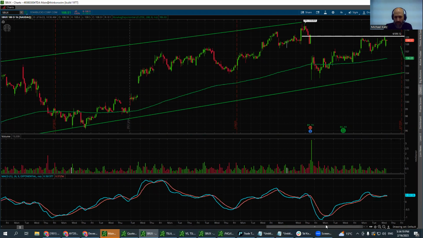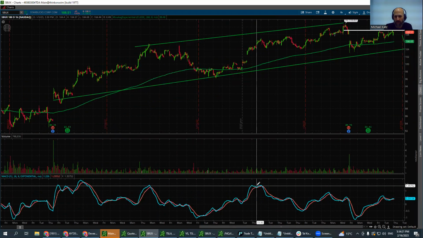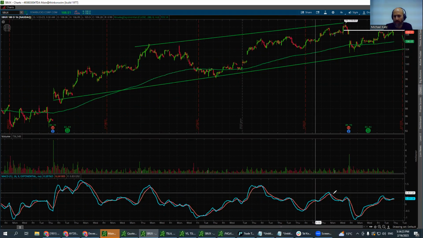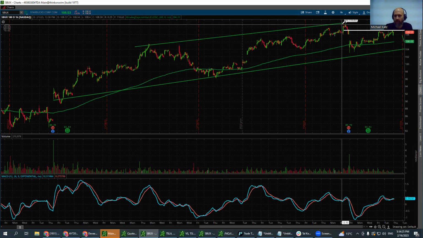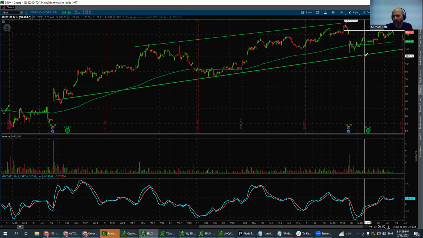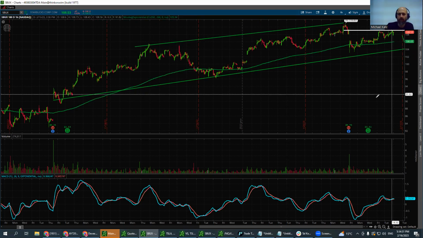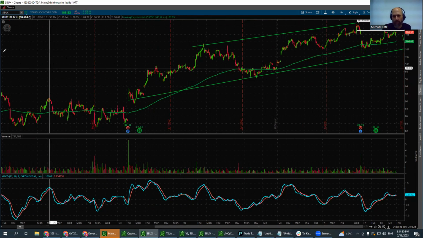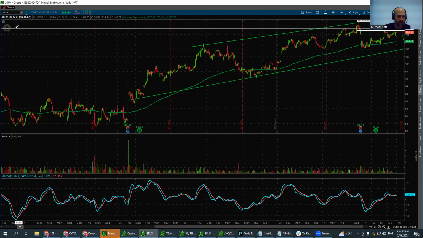But to be honest, I don't see anything besides that. Again, that's a nice negative correlation between the MACD and the price, but nothing to write home about. And that's fine too. Sometimes you can leave the stock and let it work a little bit more until you decide what to do. That's also good.